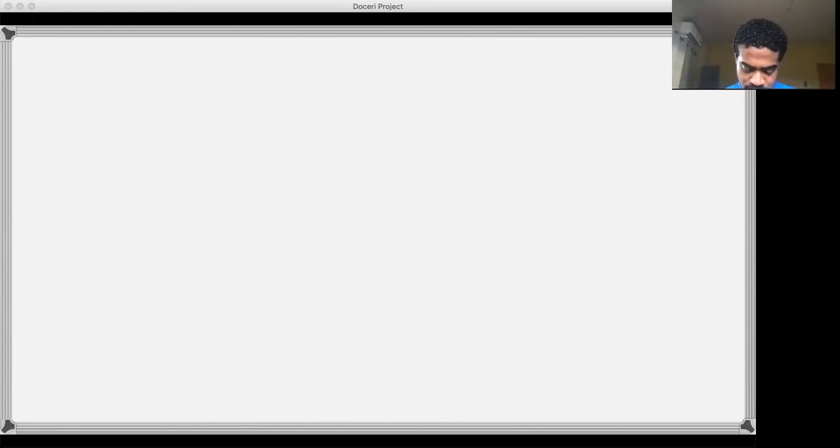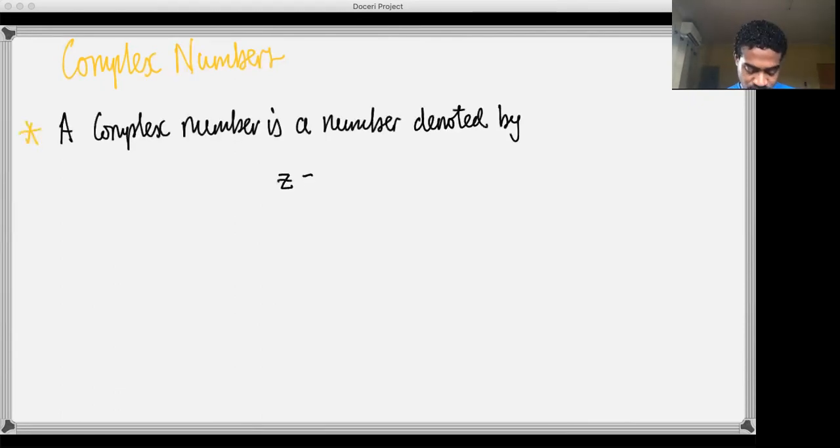So the topic, big heading, is complex numbers. And the question is, what is a complex number? Simply put, you think complex and you're thinking it's difficult, but that's not the case. A complex number is just a number that is denoted by z = a + bi, where the a is called the real part of the complex number. So we denote it by Re(z). And the b is called the imaginary part, Im(z), of the complex number.